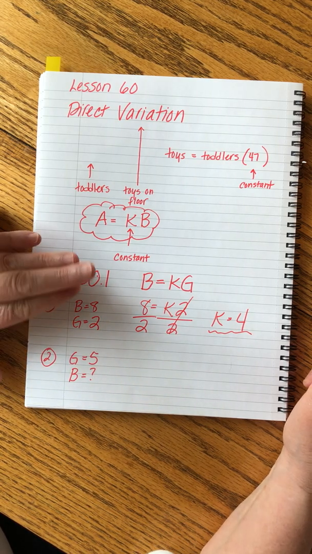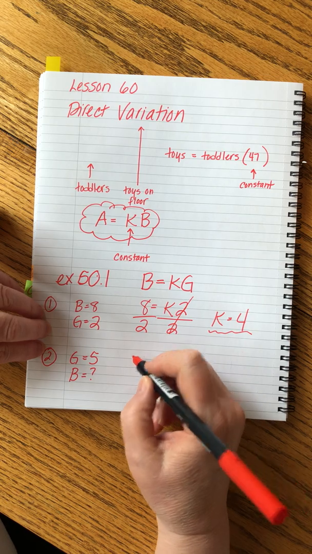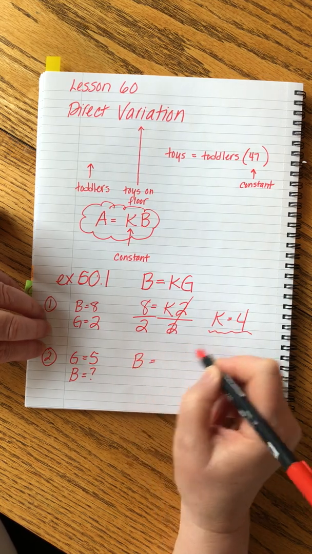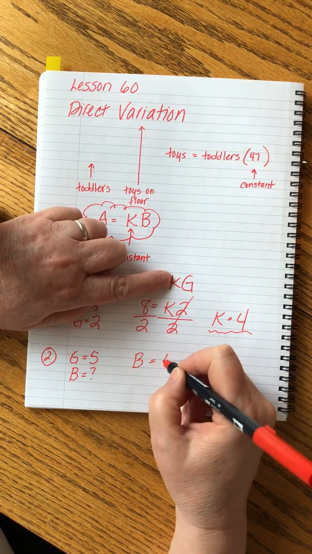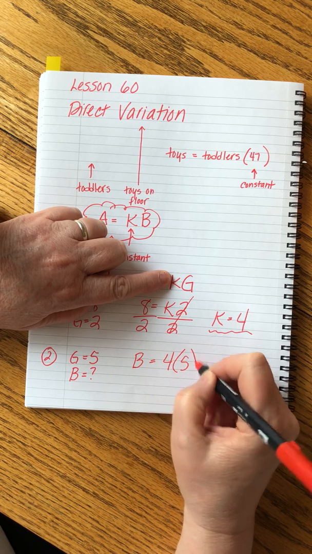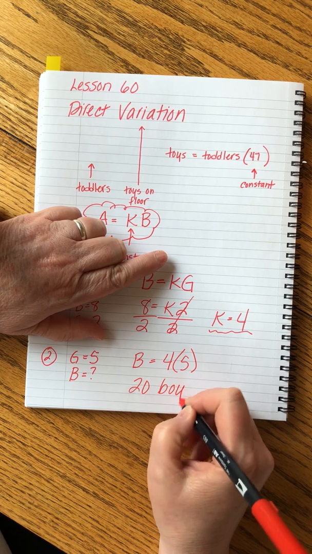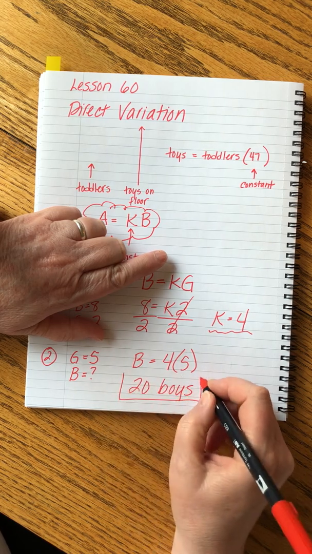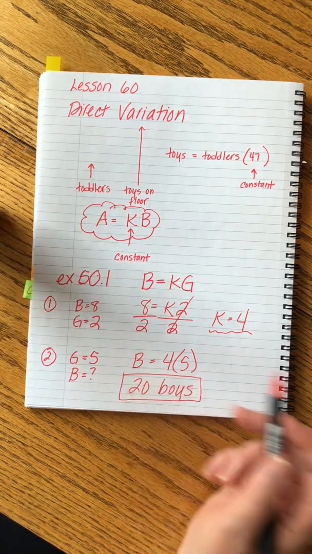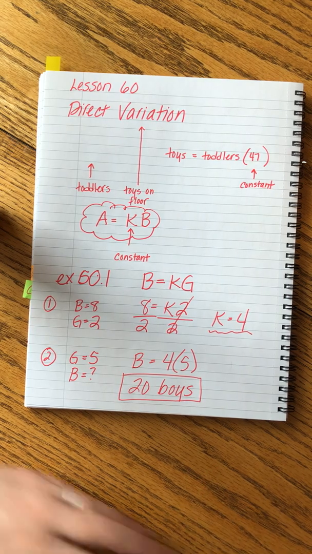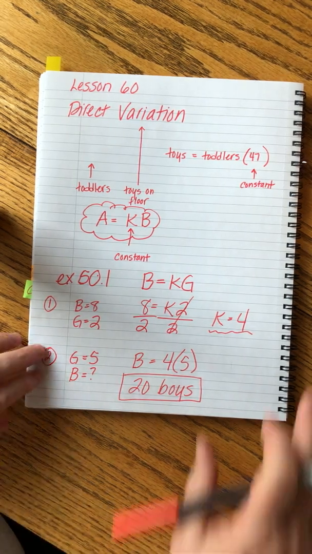Don't think you don't need the formula. Now we say the number of boys equals K, 4, times the number of girls, 5. So we find out that there are 20 boys. Again, our brains could have hunched their way into it, but we want to learn that process. Okay.